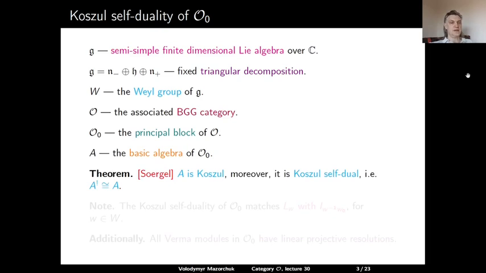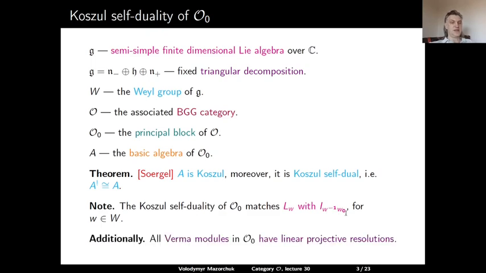Theorem, due to Soergel: the algebra A is Koszul, moreover it is Koszul self-dual. In other words, A shriek is isomorphic to A. Koszul self-duality of O0 induces a non-trivial transformation on the isoclasses of simple modules. So in particular, it sends the simple module L(w) to the indecomposable injective module I(w^{-1}w0). Additionally, we have seen that all Verma modules in O0 have linear projective resolutions. That is, they are Koszul modules.